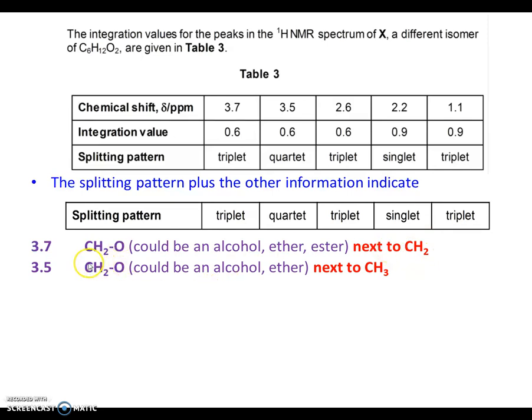The signal at 3.5, again CH2 bonded to an oxygen. We now know, because it's a quartet, using the n+1 rule, that this CH2 group is next door to a methyl group.